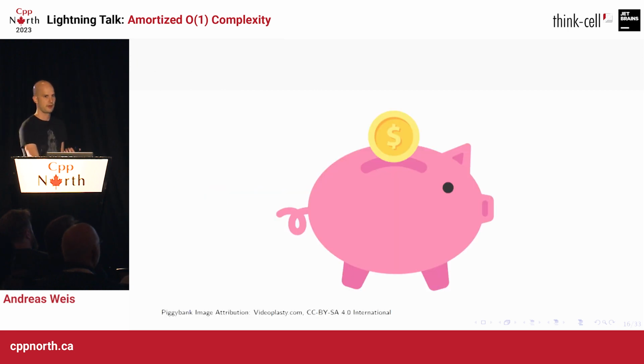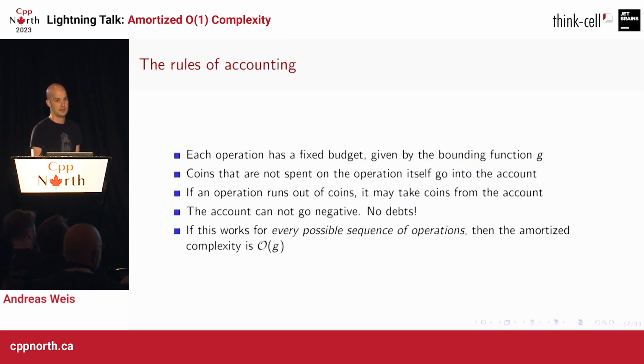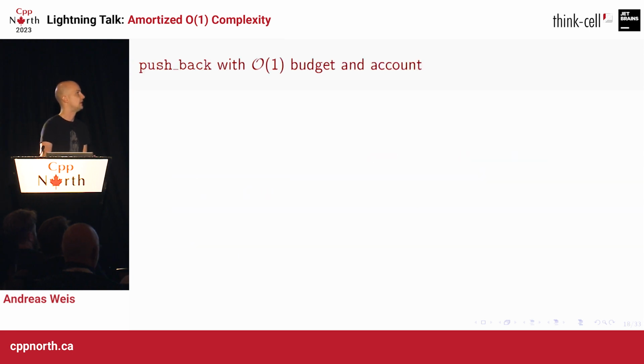So what if instead of throwing them away, we could save them somewhere so that we could use them then in subsequent operations to pay for computation? And that's exactly the idea behind the accounting method. So one important thing to notice here is that our account can never go negative, right? We can only spend coins that we actually saved from earlier operations. And now if we look at push back, we actually notice something interesting because we are now able to do push back when we follow these rules with just a constant budget of 3 coins per operation.